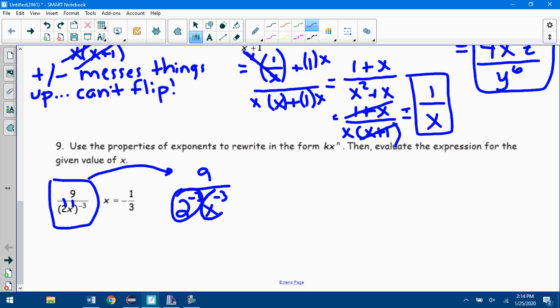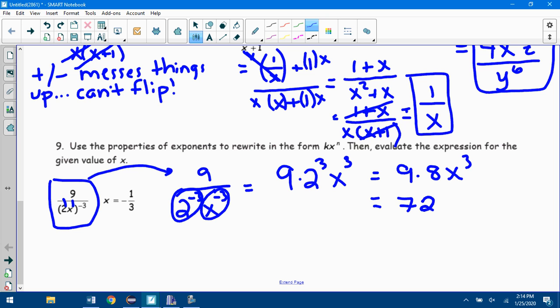So we circle that. We circle that. 9 didn't move, but now there's a 2 to the positive 3 with it, and an x to the positive 3. So we're getting there. Just got to simplify. 2 cubed is 8. So 9 times 8, x to the third. Final answer, 72, x to the third. That's written in the right form. K is 72. We've got the x to the third power.